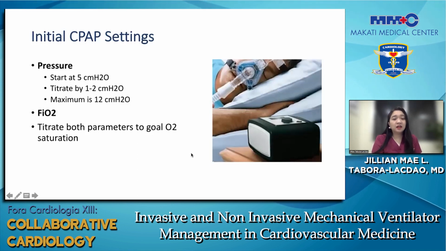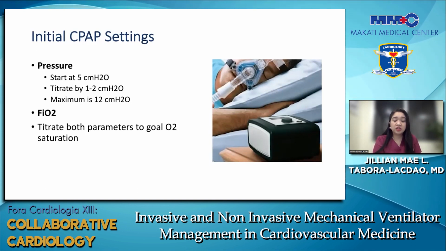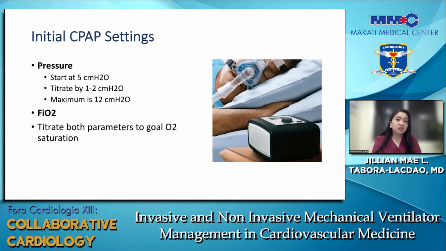CPAP is set at a pressure of 5 centimeters water. You titrate by 1 to 2 centimeters water, and the maximum is 10 to 12. The titration of FiO2 depends on the requirements of the patient, and you titrate the parameters to your goals.